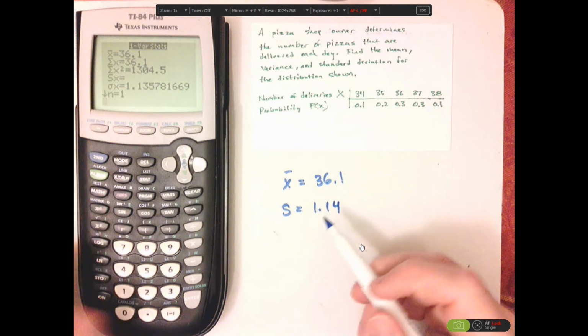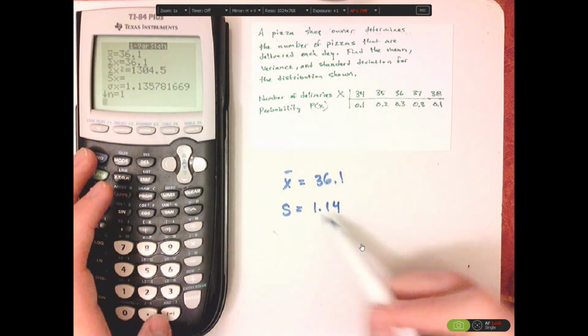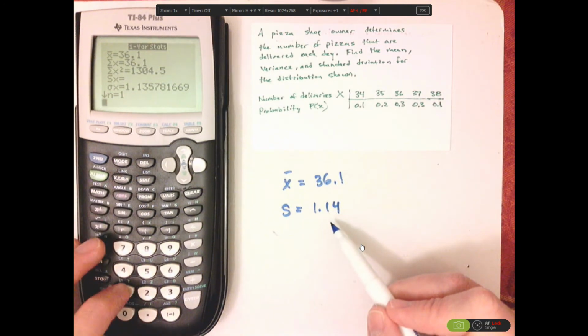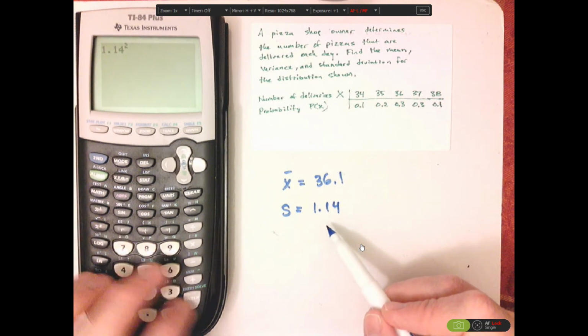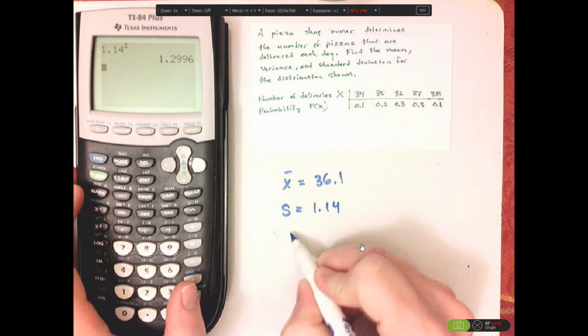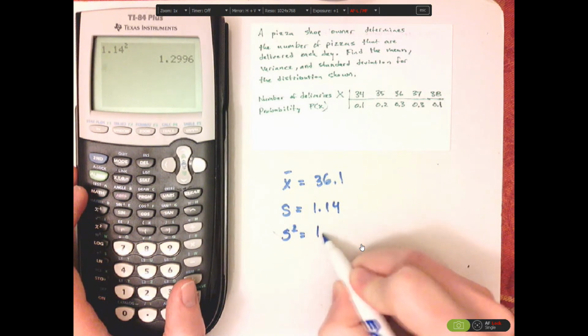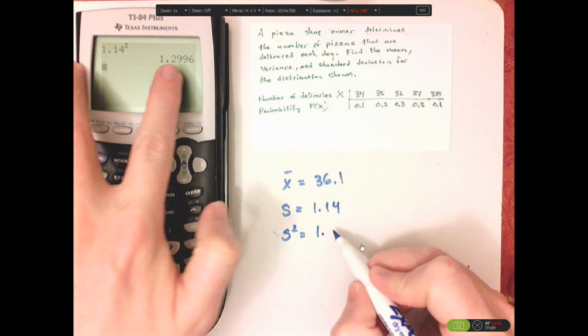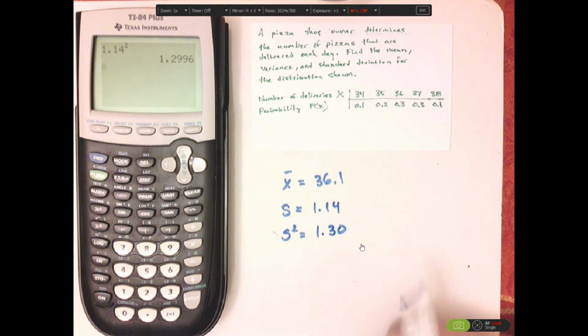And then we need to find the variance. Well, the variance is just the standard deviation squared, so let's take 1.14 and we'll square it, and so our variance is 1. Again, we'll round it to two decimal places, 1.30. And that's it.